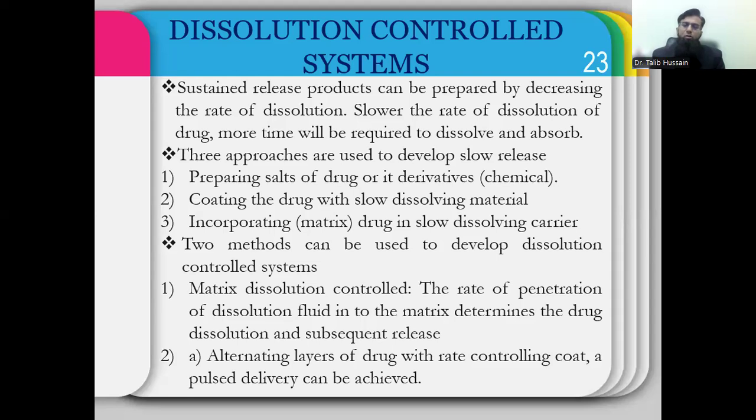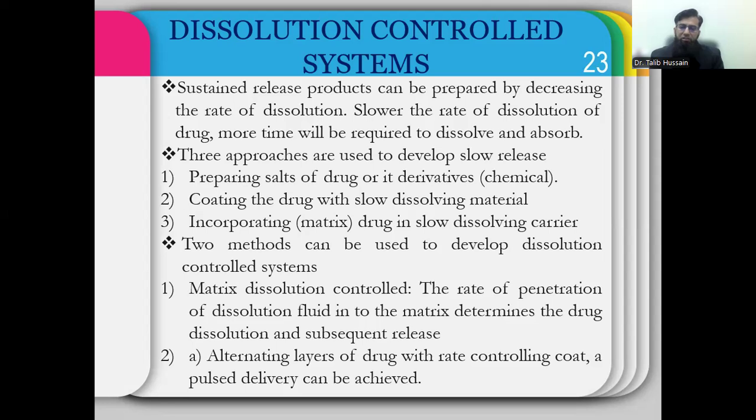Second approach could be a coating of the drug with slow dissolving polymeric material. Coating could be of two types, in which we can coat a drug with alternating layers of the polymer, or we can coat the drug with varying thickness of the polymeric material. So alternating layers of the coat at a controlled rate can be demonstrated, or varying thickness coats can be incorporated to form a slow dissolving drug product as a dissolution control system.